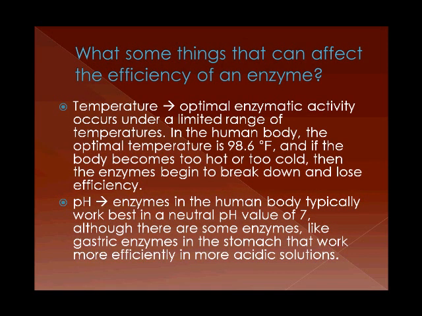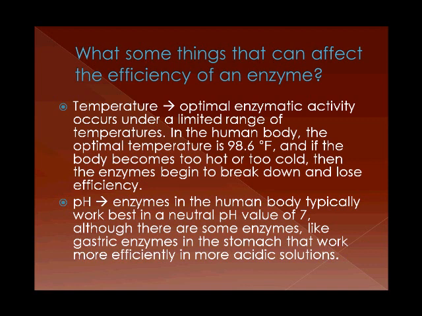So what are some things that can affect the efficiency of an enzyme? Well, one big factor is temperature. Optimal enzymatic activity occurs under a limited range of temperatures. In the human body, that temperature is 98.6 degrees Fahrenheit. And so if the body becomes too hot, like a fever, or too cold, then the enzymes begin to break down and lose their efficiency, which I will talk about that process a little later on.